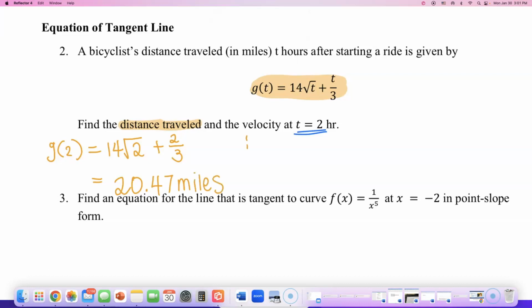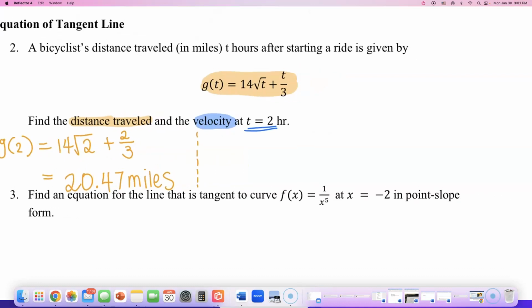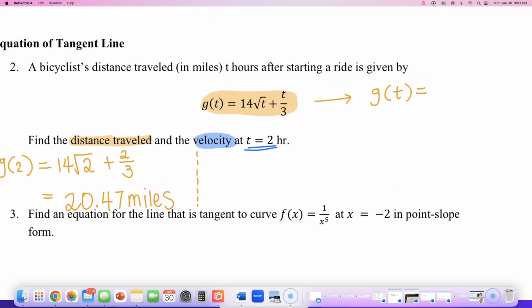So if you want to find the distance, that's all you do. You plug it into the distance function. But if they want you to find the velocity, we now need to do the calculus. So let's rewrite this g so that we don't have any square root or t in the bottom of the fraction. So rewrite the 14 square root of t as 14 times t to the 1/2 power plus, now this looks awkward, but that's simply 1 over 3t, right?